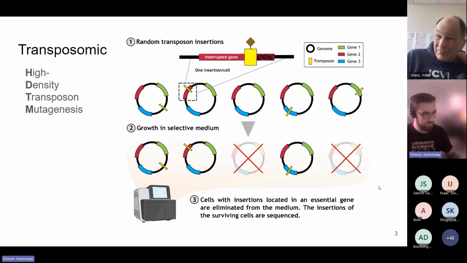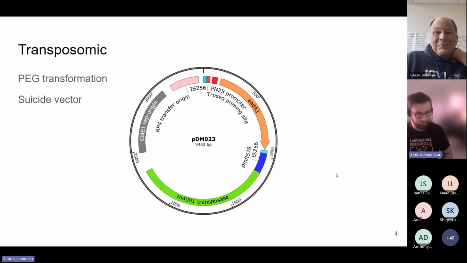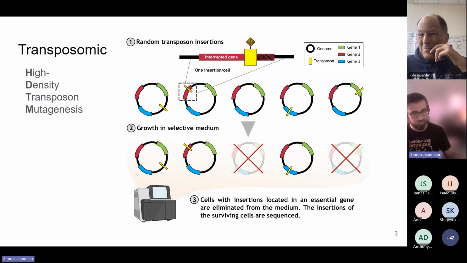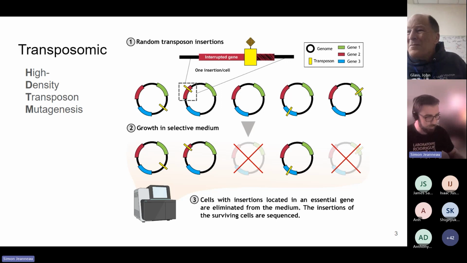So we call it high density transposon mutagenesis because we have a higher density than before. We're talking about one insertion per about 30 base pairs on average. So it's quite high density. But I'll show you more details.